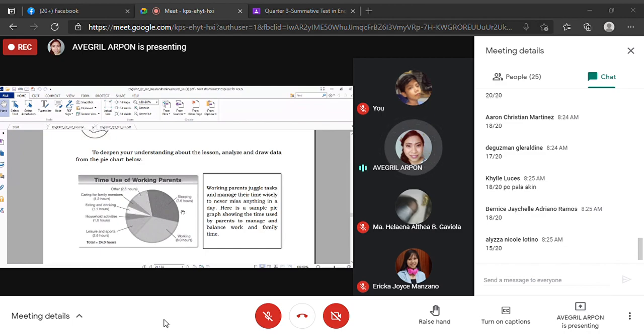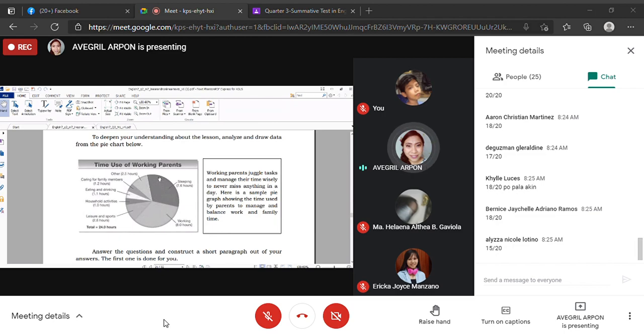So to deepen your understanding about the lesson, analyze and draw data from the pie chart below. So here, this is the pie chart, time use of working parents. Okay, so as I said, in showing a pie chart, we also had the slices, which show percentage of information. So here we have the other 2.5 hours. Okay, then next slice, caring for family members, eating and drinking. So this would be the content of your pie chart. Household activities, leisure and sports, working hours, then sleeping hours, so total of 24.0 hours.